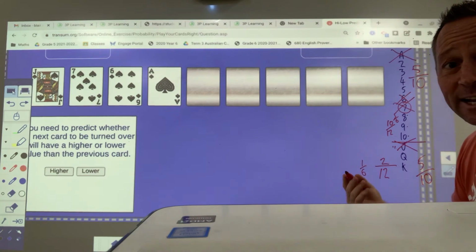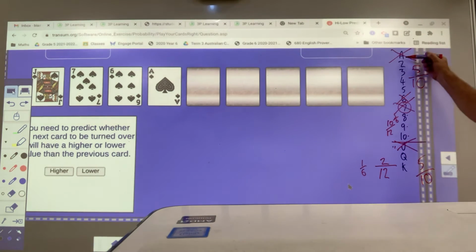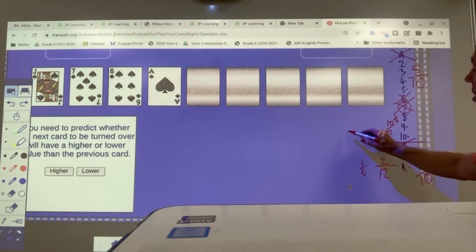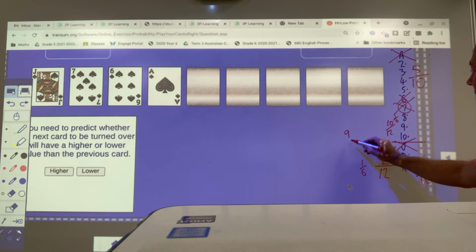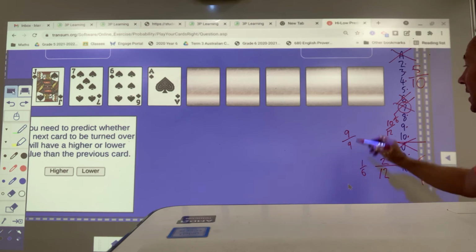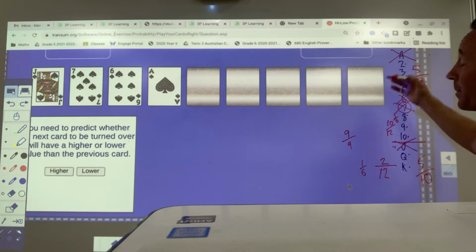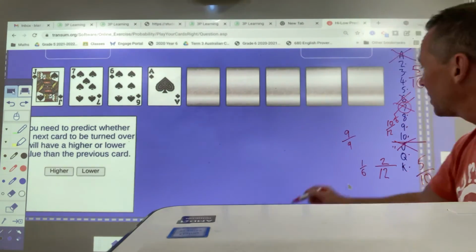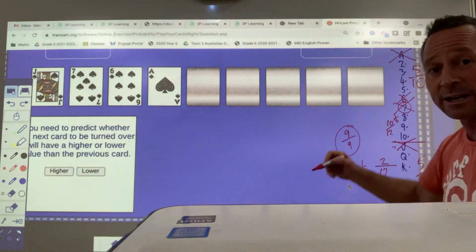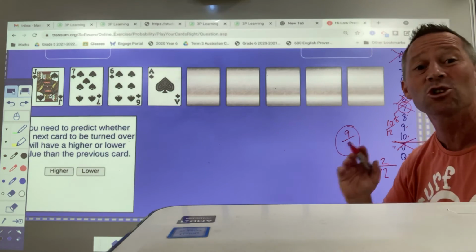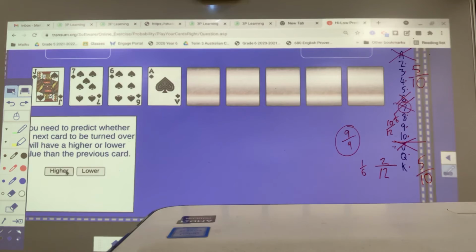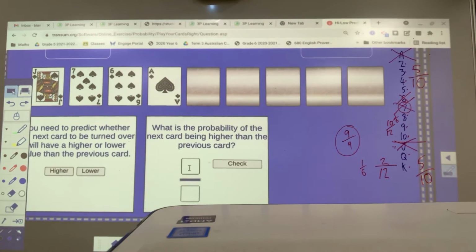is there any card lower than an ace? No. That means I've got 1, 2, 3, 4, 5, 6, 7, 8, 9. I've got 9 out of 9 that it's going to be higher. There's no other aces, there's nothing lower, so that means 9 out of 9 chances of it being higher is 100%, it's certain, it will happen. In which case, I'm going to say higher. And I'm saying 9 out of 9.